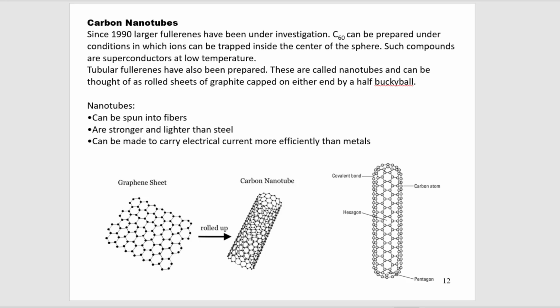Tubular fullerenes have also been prepared, and these are called nanotubes, and they are thought of as rolled sheets of graphite capped on either end. So that's what you can see here: on either end of the nanotube is a cap. It's not open like a regular tube. Nanotubes are spun into fibers, and they tend to be stronger and lighter than steel, which is kind of amazing given that you're only using carbon. They also can be made to carry electrical currents more efficiently than metals, again due to the nature of the ions that they can be interwoven with.